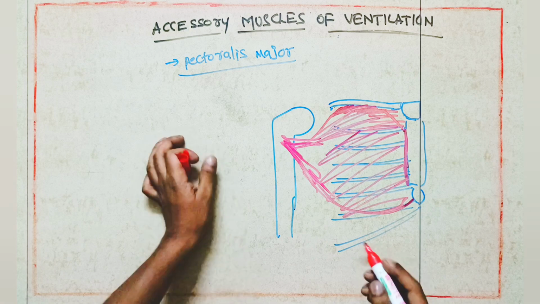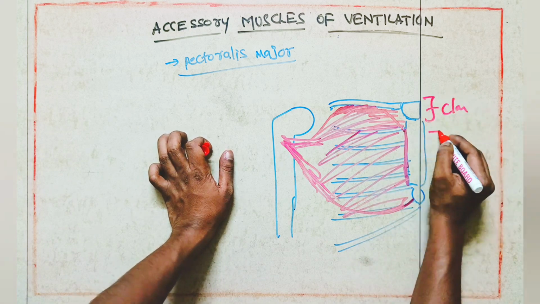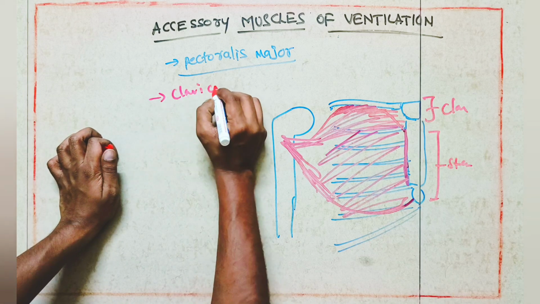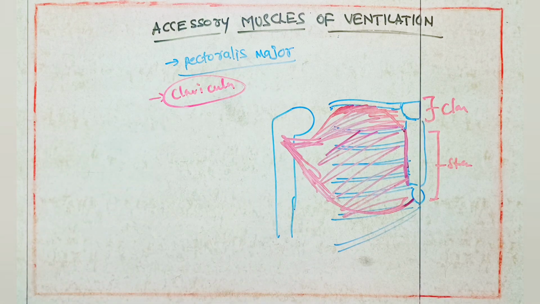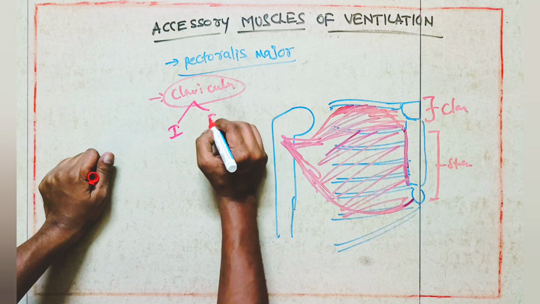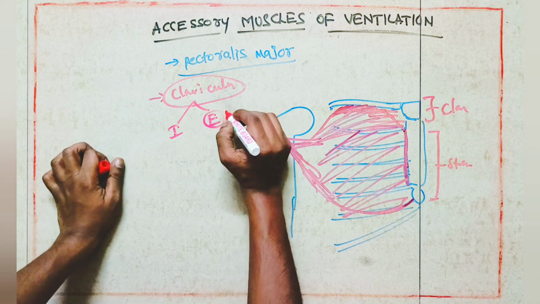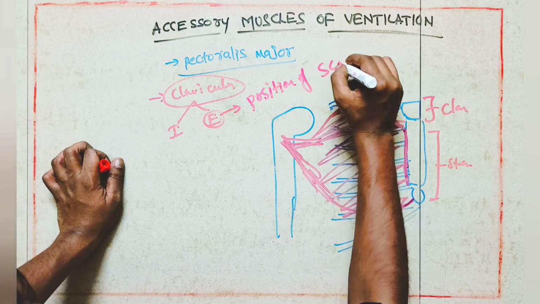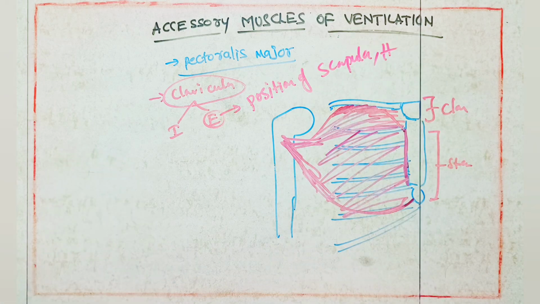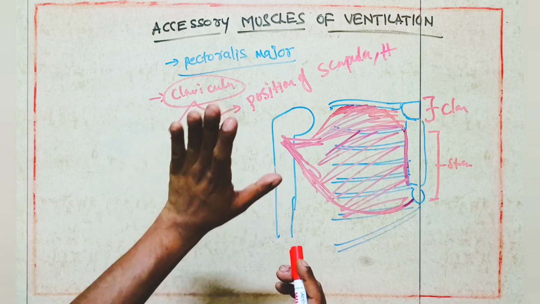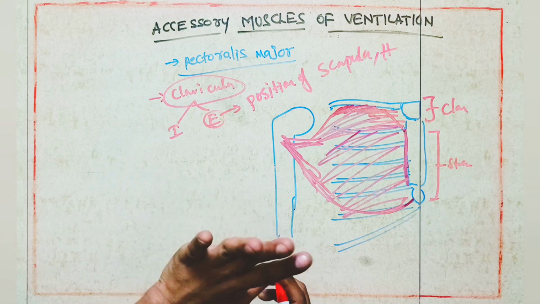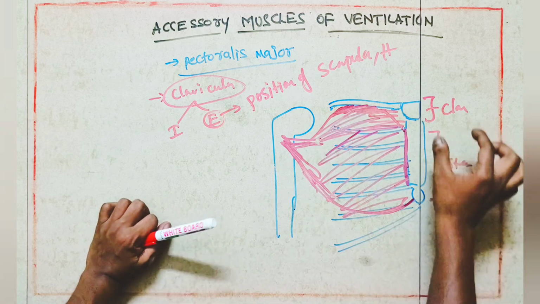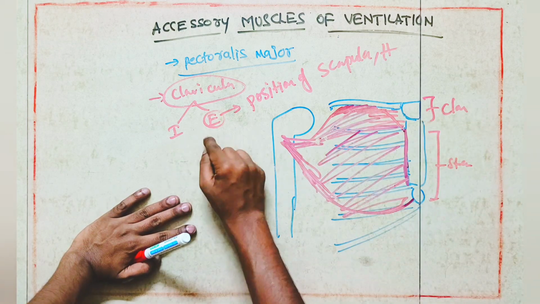So understand the point. Here we will be having two portions, the clavicular portion and the sternal portion. If we take only the clavicular portion, the clavicular portion of the pectoralis major muscle can help in both inspiration and expiration, depending upon the position of the scapula and humerus. What does it mean? Suppose the patient is in resting position, that means he is not doing any movement, at that time the upper clavicular portion of the pectoralis major muscle can assist in both inspiration and expiration.